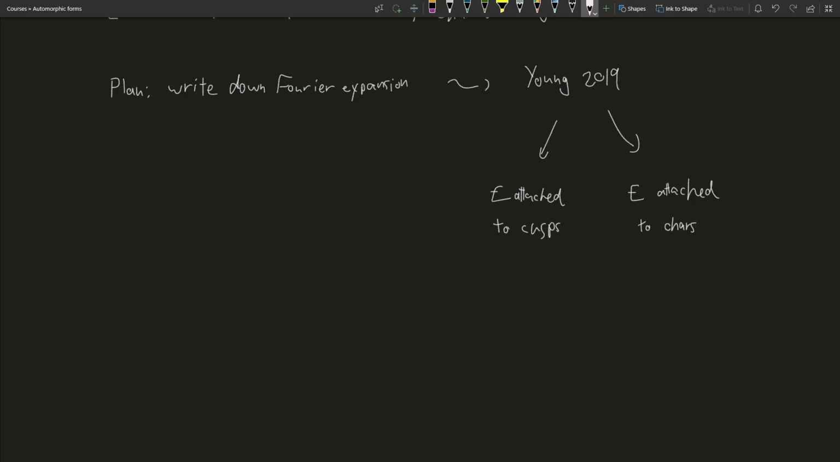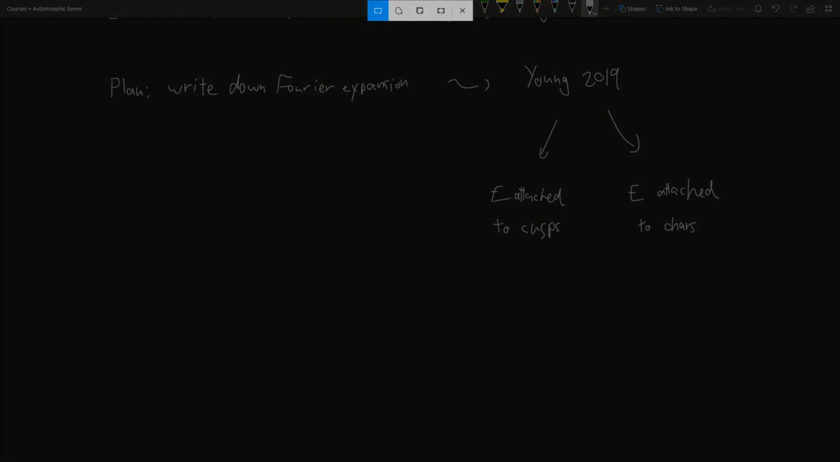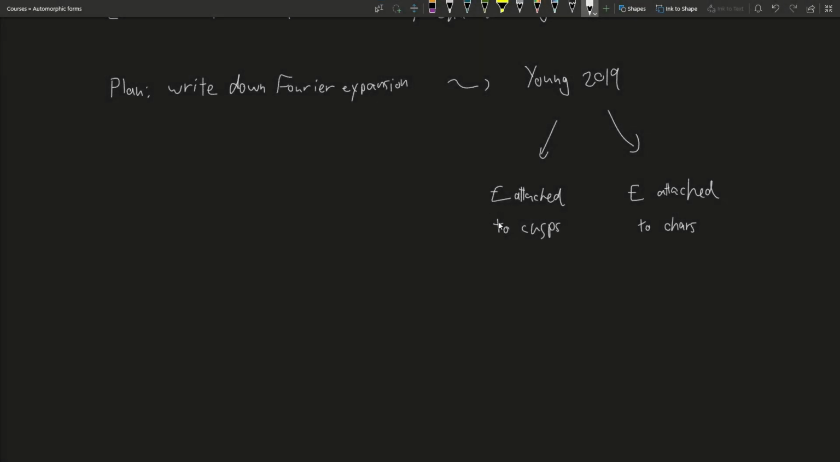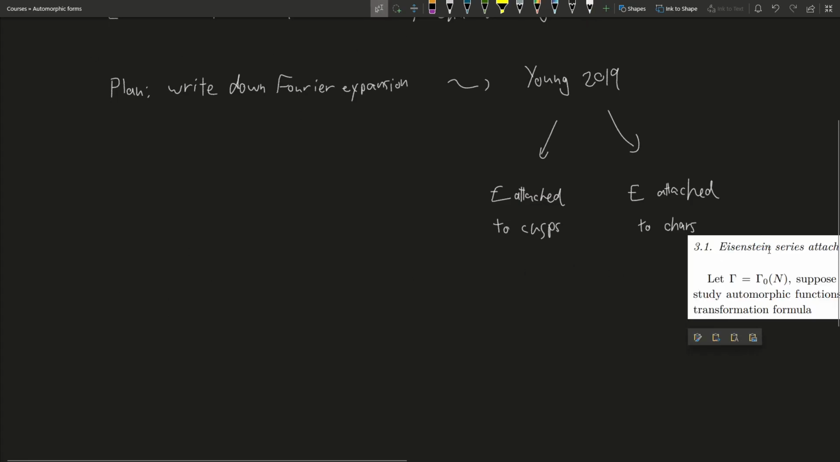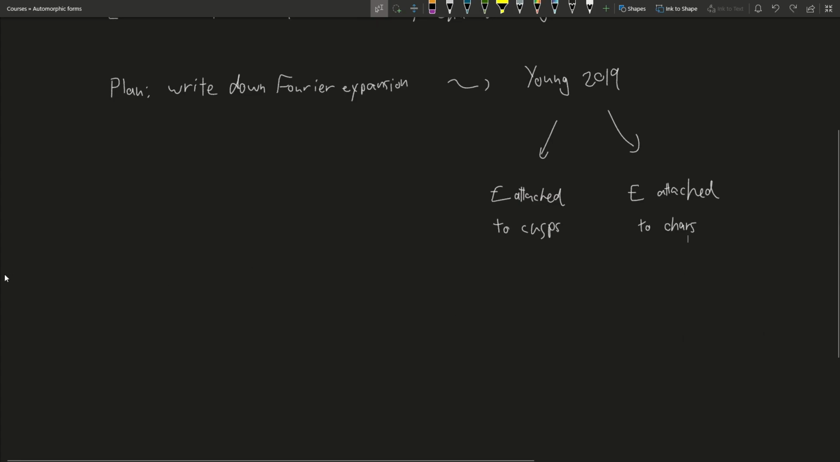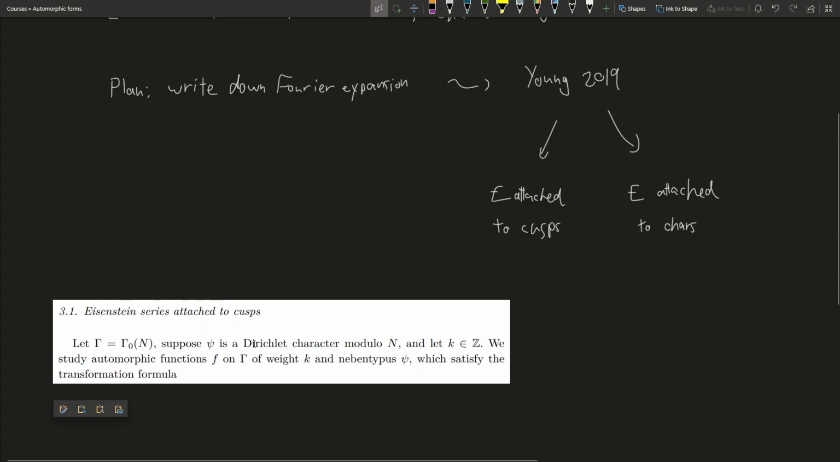So let's start looking stuff up. So the first thing, and this isn't quite the order that you do it in, but the first thing that is going to be relevant is that in section 3.1, he writes down the following. Let me see if I can get this right. Why is that way over there? So he writes down the following.